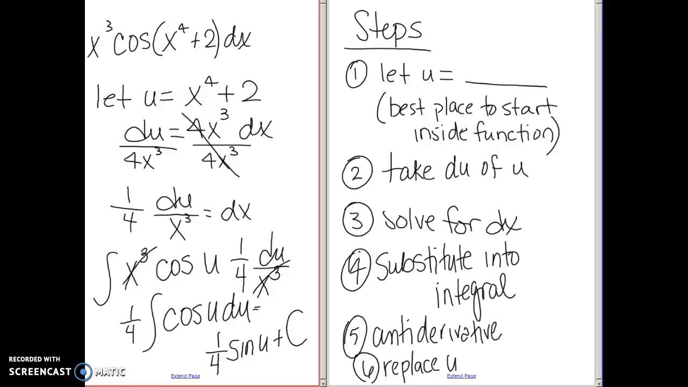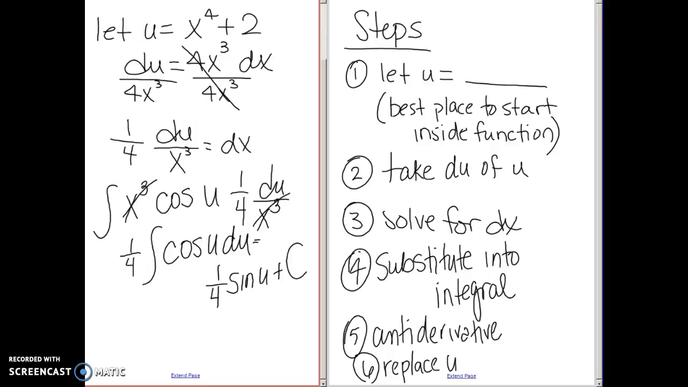Last step, replace u with x to the 4th plus 2. 1/4 sine of x to the 4th plus 2, plus c. That's done.